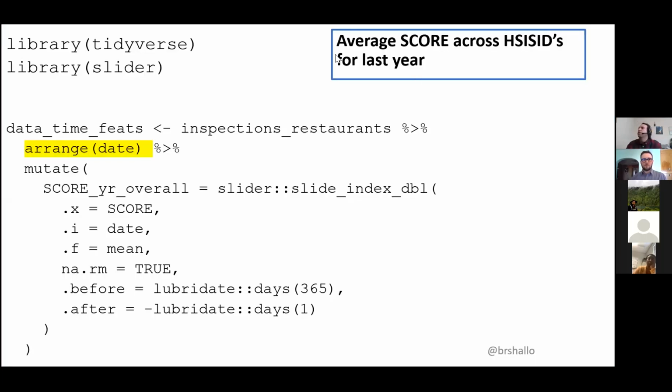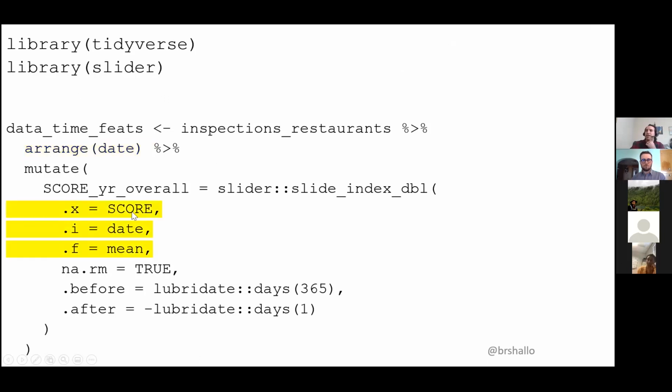So I'm going to walk through this example where I'm going to create the average score across HSIDs for the last year. We're just saying, maybe recent inspection scores are relevant for predicting future inspection scores. So I've got my raw data here. I'm going to arrange it based off the date of the inspections. And then I'm using this function slide index double. I'm going to specify what's the column, what's the data that I'm going to be passing through? So score: I basically want a moving average of score over time. That's what I'm creating here.